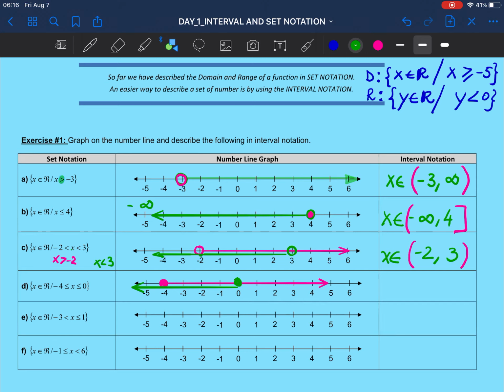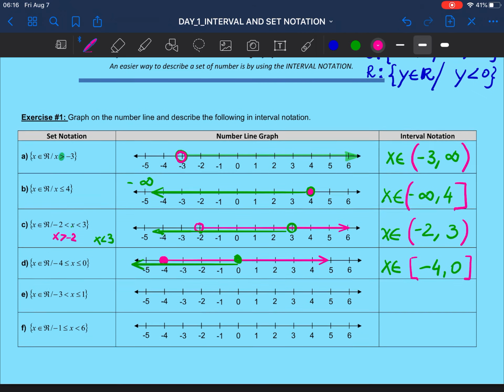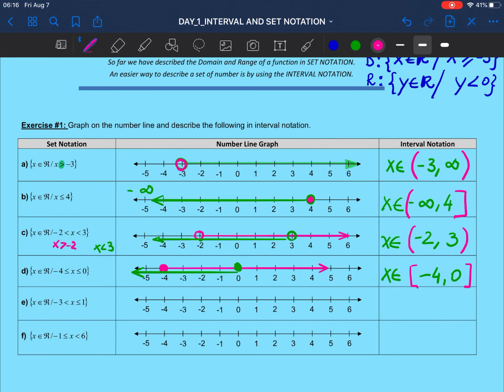So the set of numbers described in here is the numbers between negative 4 and 0. So we're going to say that x belongs to the set of numbers between negative 4 and 0. Remember to read from left to right, just like you read a book. And because both ends are included in the set, we have to use square brackets, both ends. In the next example, we have negative 3 and 1. So x is between negative 3 and 1.